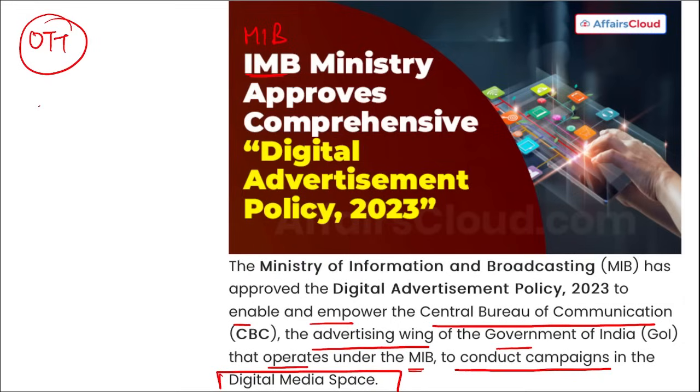And here remember, under this Digital Advertisement Policy, the CBC, that is the Central Bureau of Communication, will have the right so that they can collaborate with various organizations. They can make videos and make content in the OTT space, and that too the video on demand space. Correct? Say for example they want to promote something. They will be able to collaborate with various organizations in this OTT space and make videos regarding the same.